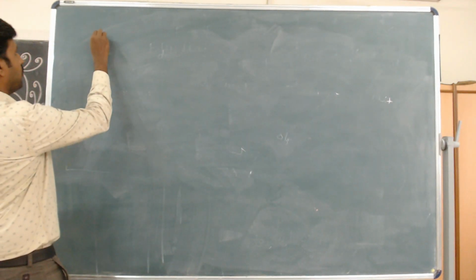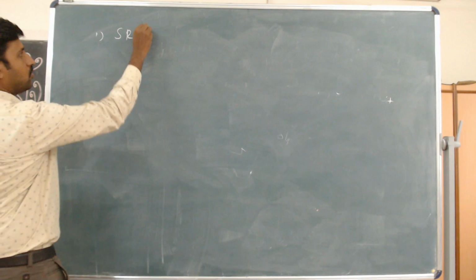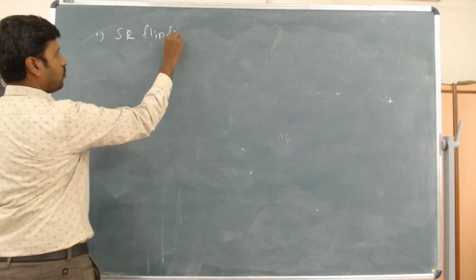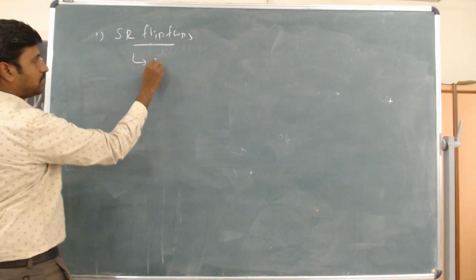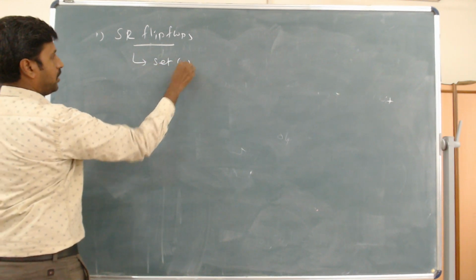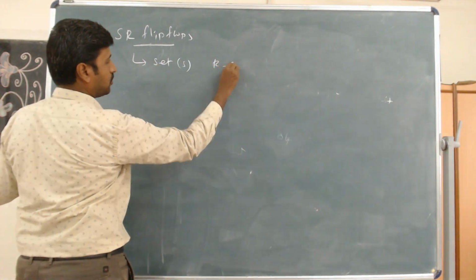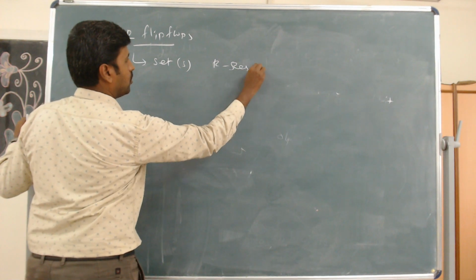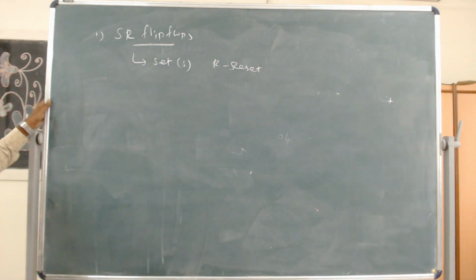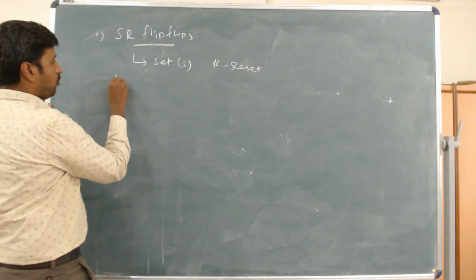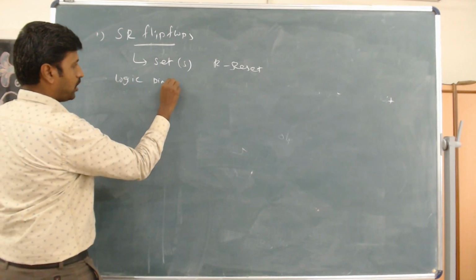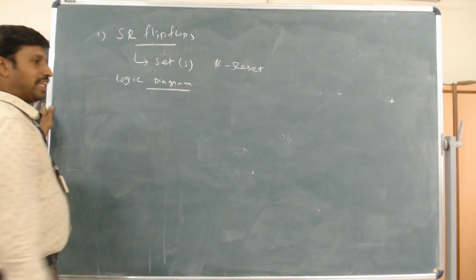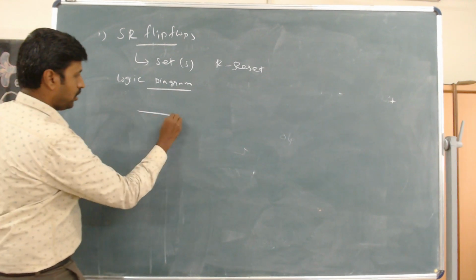The first one is the SR flip-flop. S means set and R means reset, so it is a set-reset flip-flop. I will draw the logic diagram for the SR flip-flop using NAND gates.